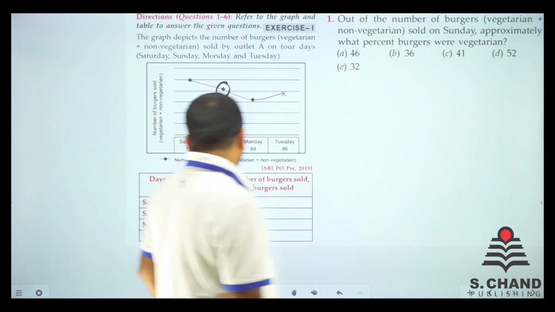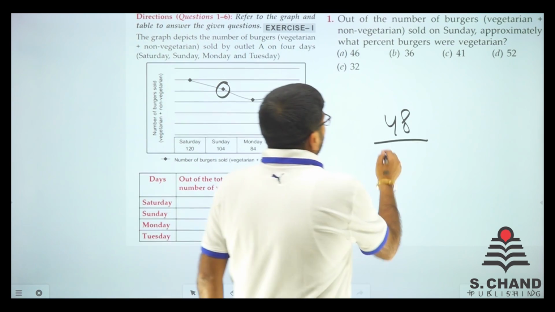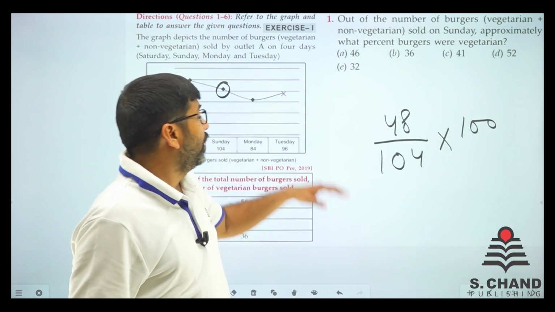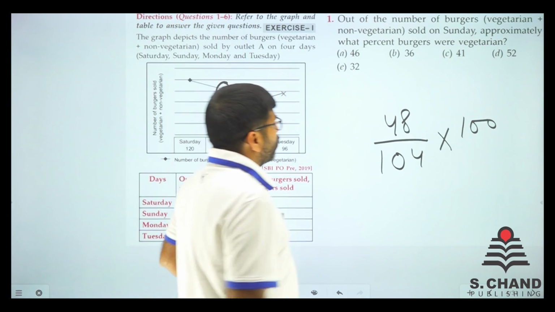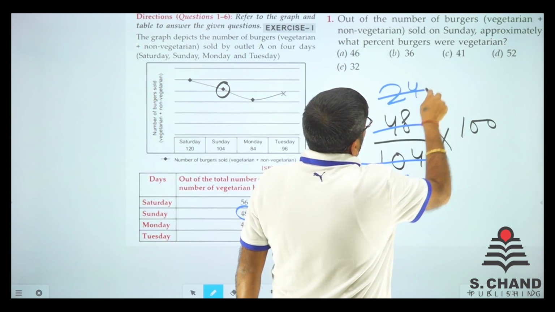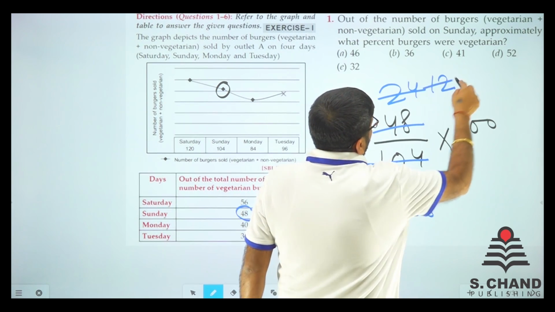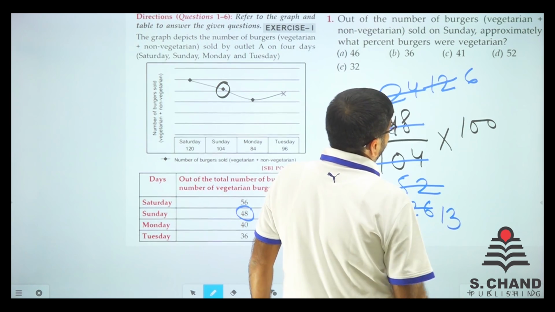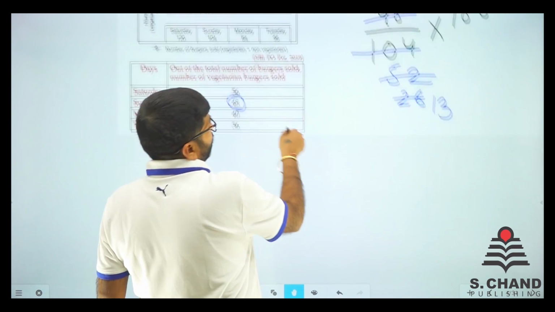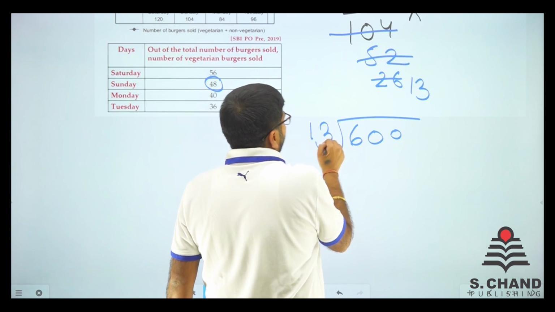Vegetarians were only 48, so we have 48 here, out of 104. So out of 104, what was the percentage of vegetarian burgers? We have 104, which means here we have 52, here we have 24. Now we have 12 here and 26 here. We have 6 here and 13 here. So 600 by 13. Now we need to calculate it. We need to find 600 by 13. So what is the answer?